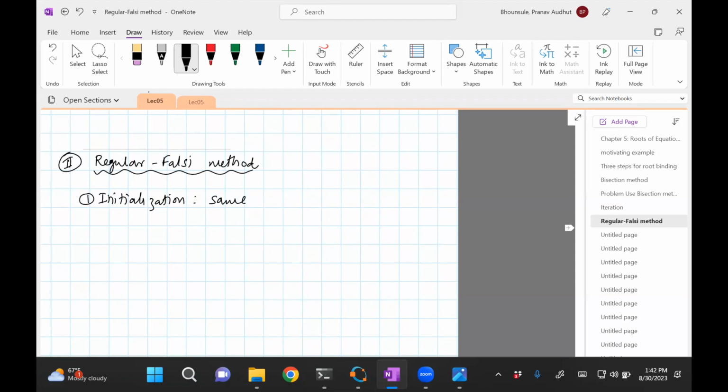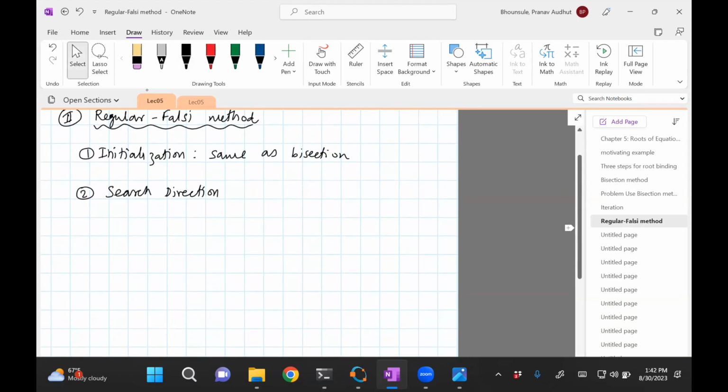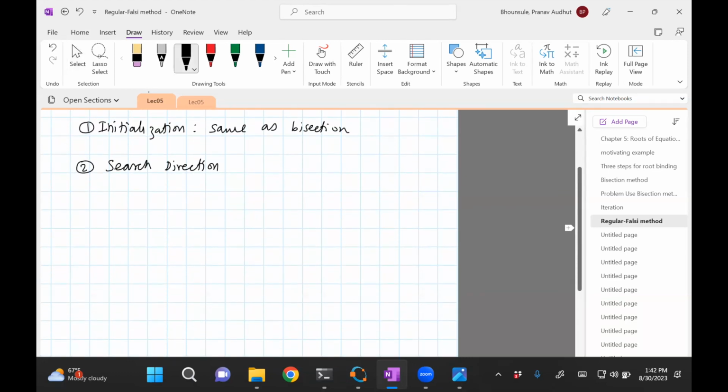Same as bisection, so nothing more to be done. You just need to bracket the root. The second step, the search direction, however, is different. Okay, this is what is done in the regula falsi method.